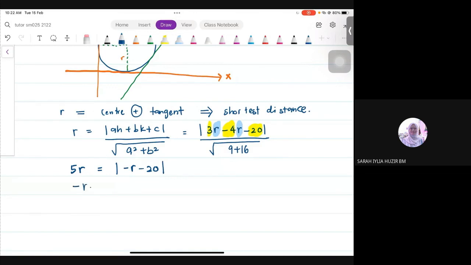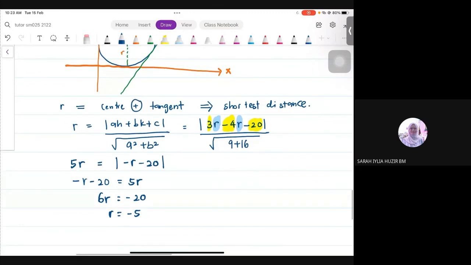So first case negative R minus 20 is 5R. Awak dapat 6R is negative 20. R would be negative 10 over 3. Yang ni kita terus reject lah. Why? Because radius cannot be negative. Kita pergi second case. So second case, negative R minus 20 is negative 5R. Sebab dia plus minus tadi. Simplify this up. We get 4R is 20. R would be 5. Ini kita terus accept.